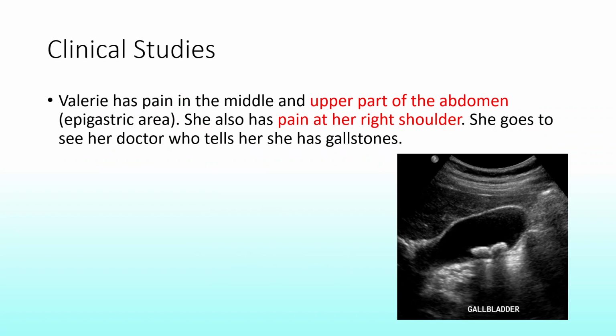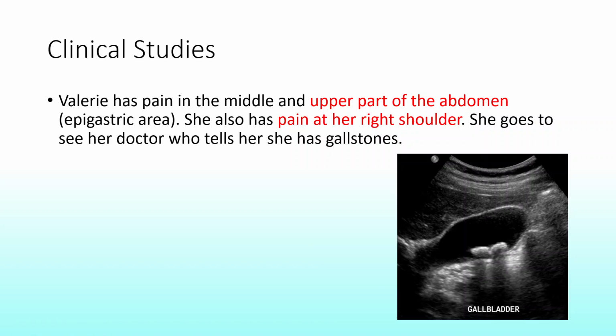Now, Valerie is another clinical case study. She has pain in the middle and upper part of the abdomen, so the epigastric area. She also has pain at the right shoulder. So she goes to her doctor, who diagnoses her with having gallstones. So here I have an image of the gallbladder with gallstones.